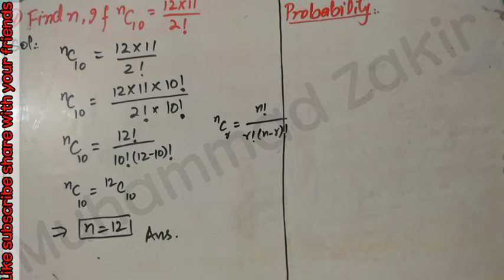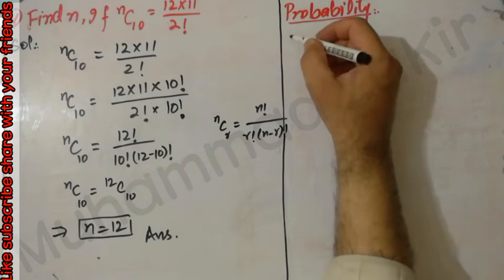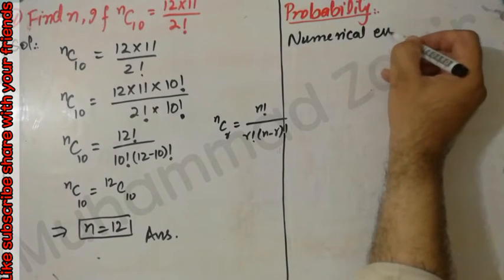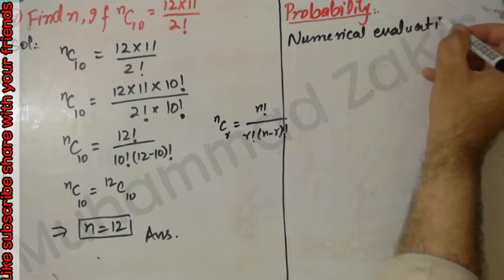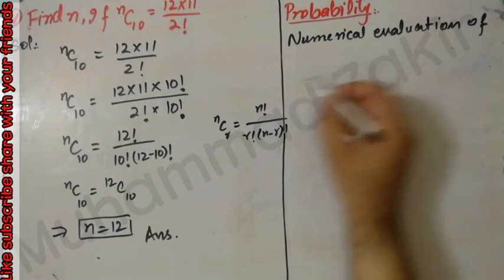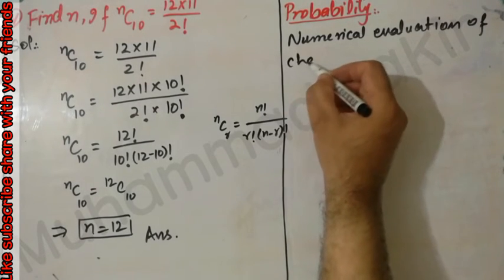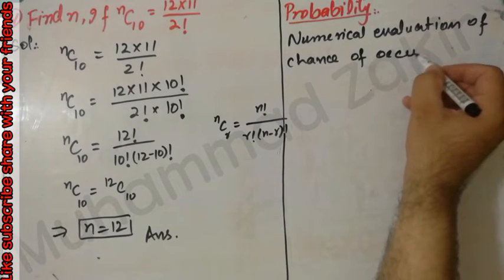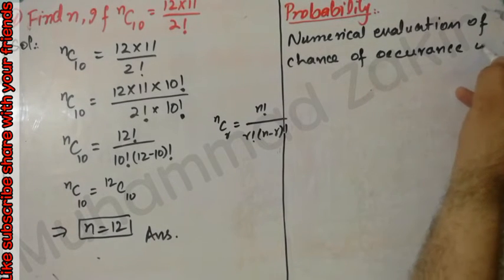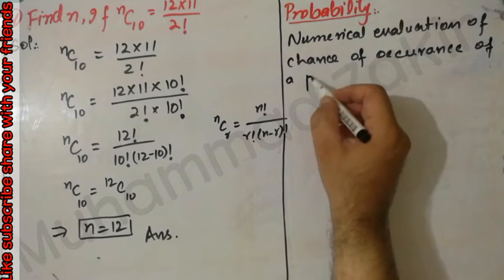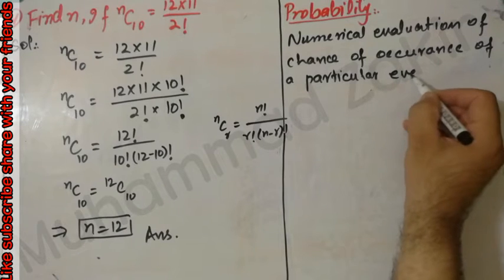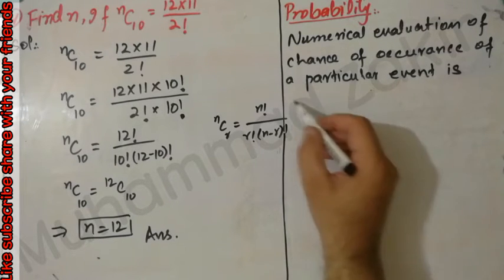Probability definition. The definition is: numerical evaluation of chance of occurrence of a particular event is called probability.